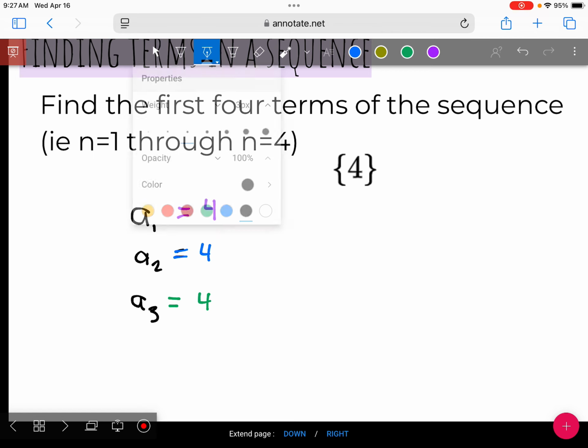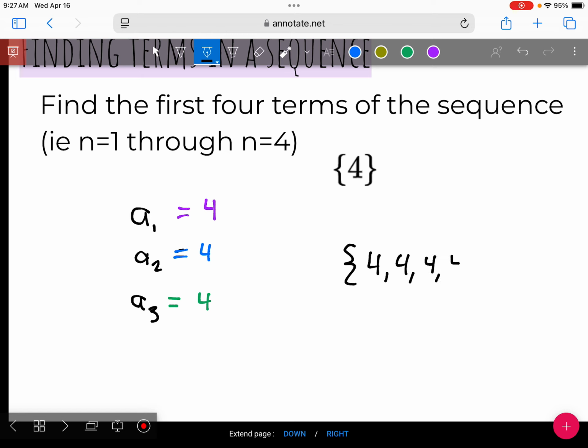So our sequence, if I was to write this out, all first 4 terms, we'd have our 4, comma, 4, comma, 4, comma, 4. And it continues. It's just stuck at 4. Like a robot that was stuck there going beep. 4, 4, 4. You can be a good robot. I know. I miss my calling sometimes.